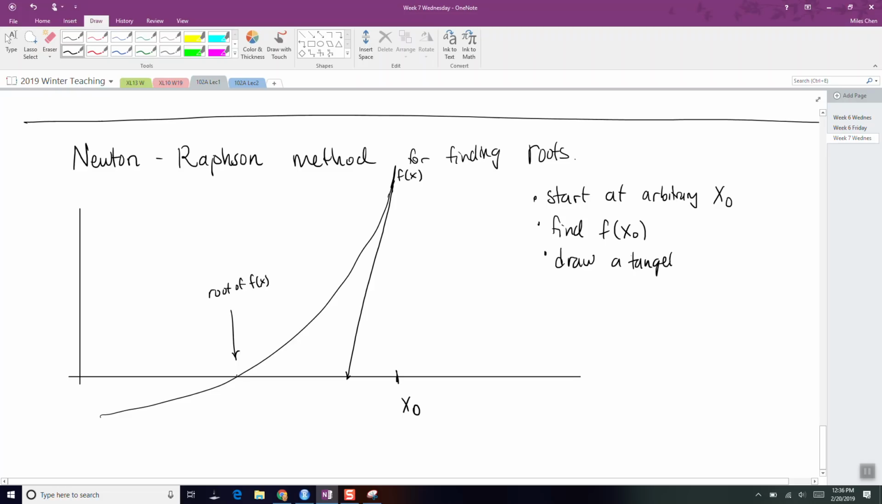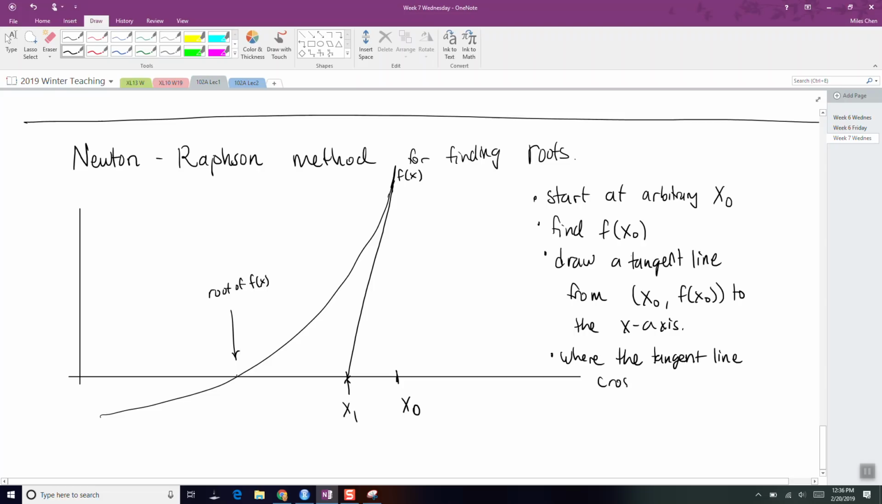Draw a tangent line from the point x0, f of x0 to the x-axis. Where it hits here, this is going to be the next value. Where the tangent line crosses the axis, that will be x1. And then we repeat. So this is our first iteration.